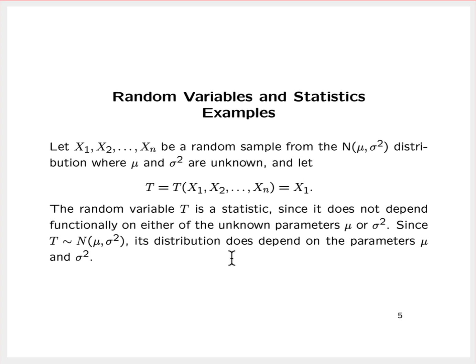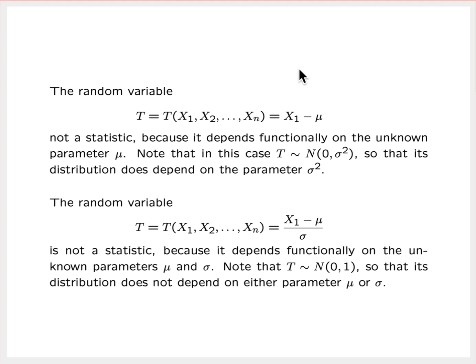I would point out that since T, which is x sub 1, has this normal distribution, its distribution does depend on the parameters mu and sigma squared. The distribution of this statistic depends on the one or more unknown parameters, but its calculation does not, and that's the key issue here. Does the calculation of this function of the random variables depend on any unknown parameters? If not, then the function is in fact a statistic.